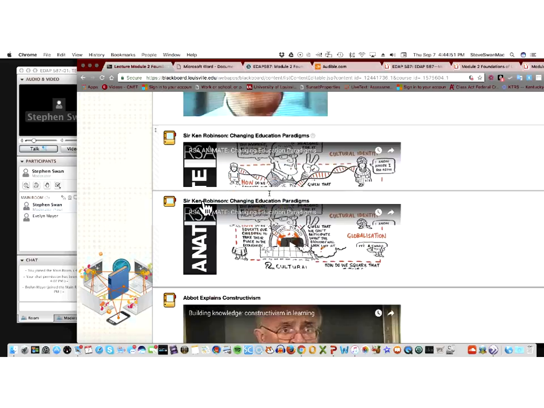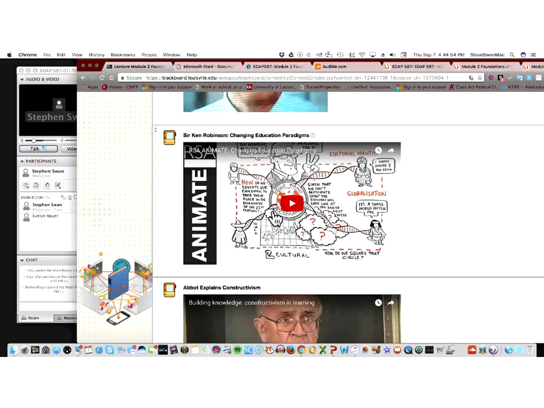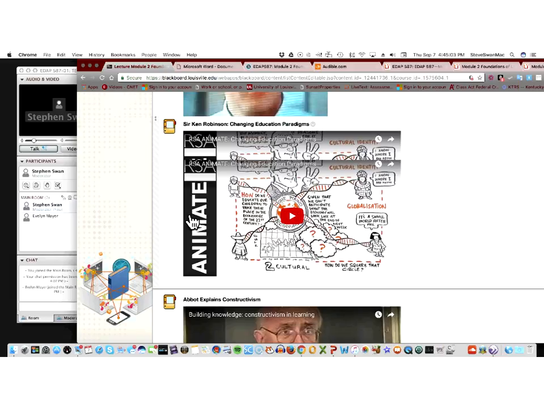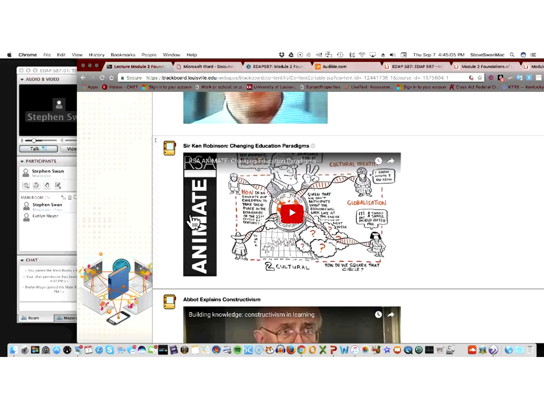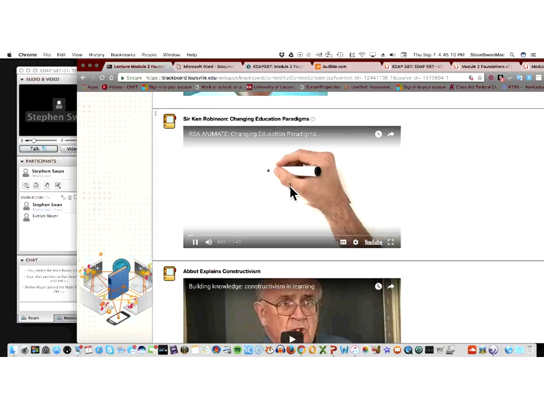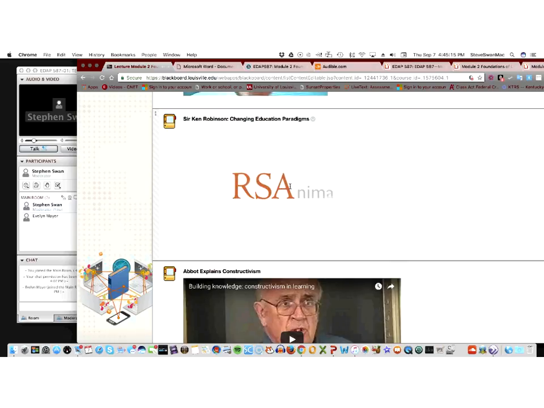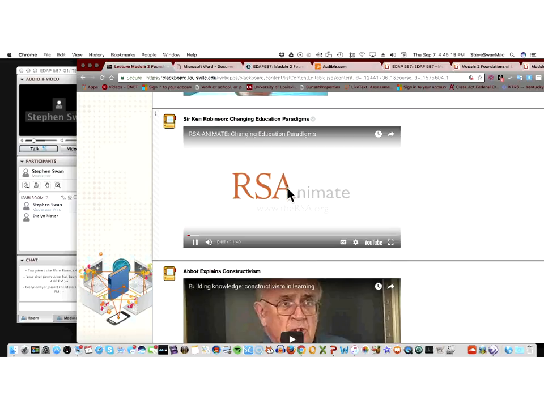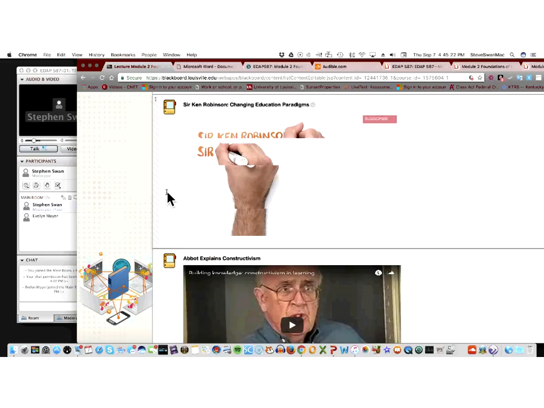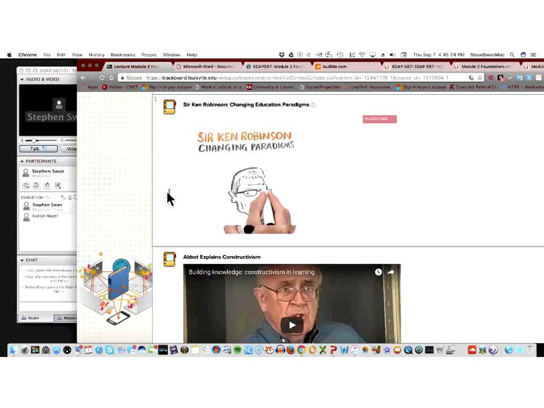Now, this is Sir Ken Robinson, who's talking about changing education paradigms. This one really hits home. This is what you and I have to deal with on a daily basis. And he explains, again, why it's so hard for us to change paradigms. This is loaded with good stuff. And again, it's only about 10 or 11 minutes long. Now, what I'm saying to you is, as you watch these videos, it gives you the fodder for when you go to build your VoiceThread.